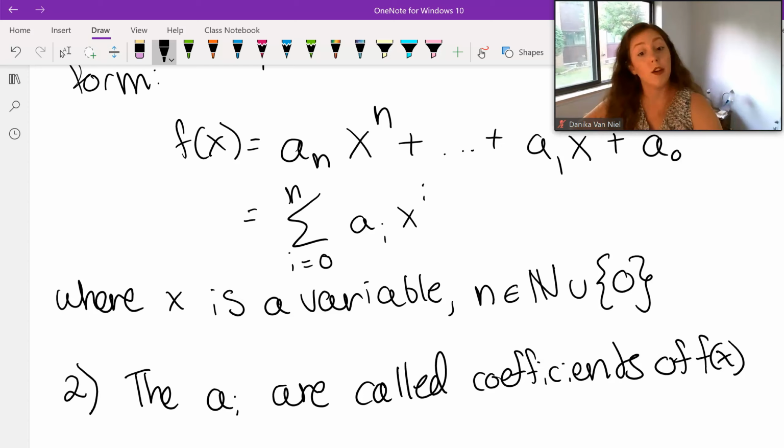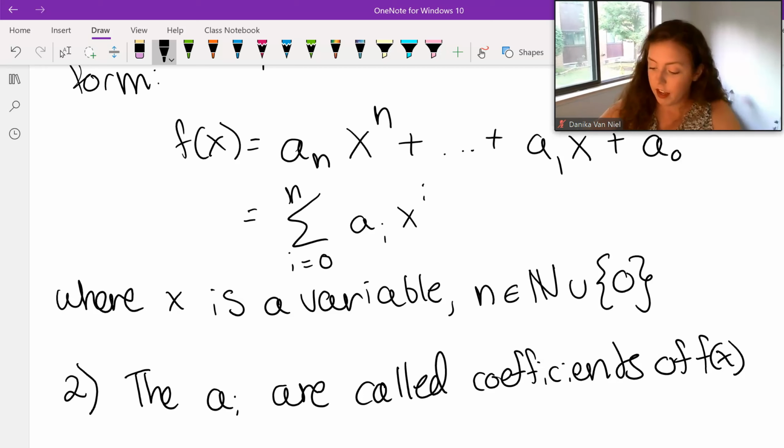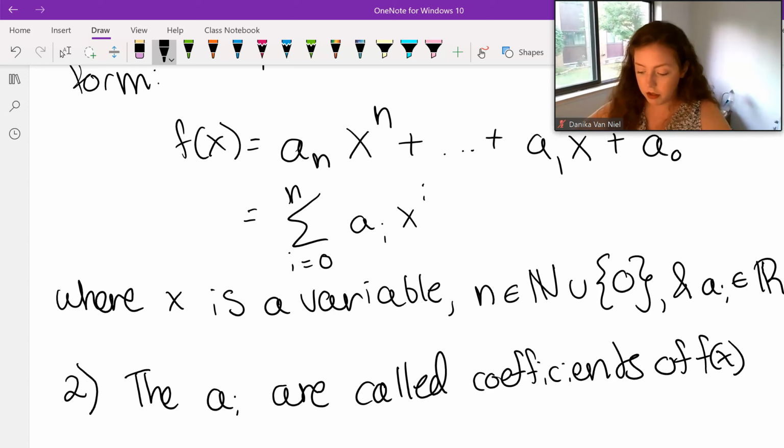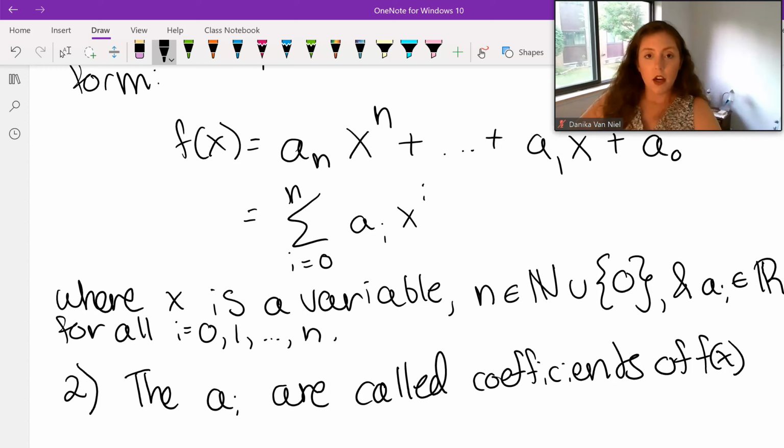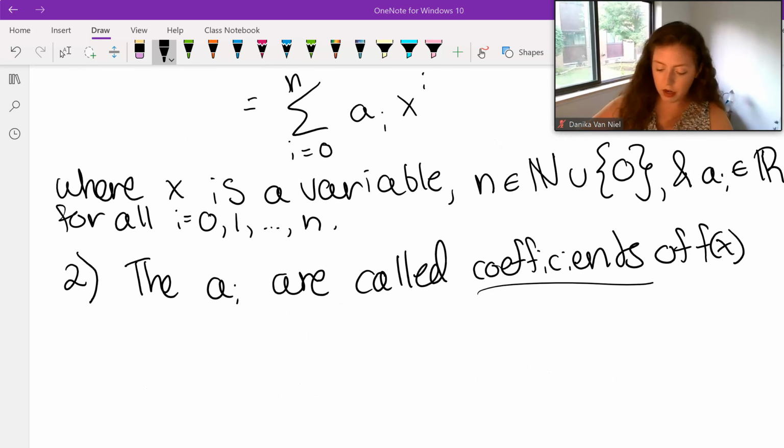Okay, so notice that's all the counting numbers or 0, right? The union. And the a_i are all in the real numbers for all i equals 0, 1, all the way to n. All right, so now those a_i are called the coefficients of f of x.